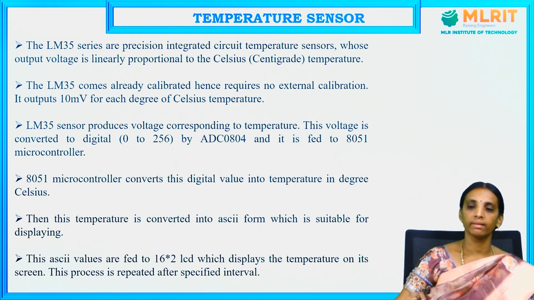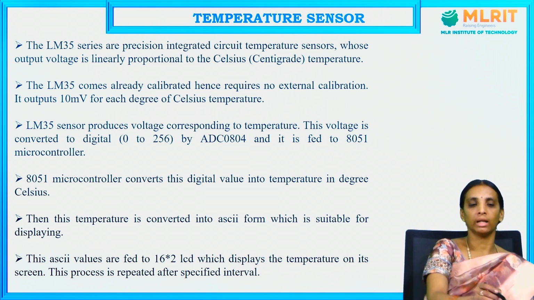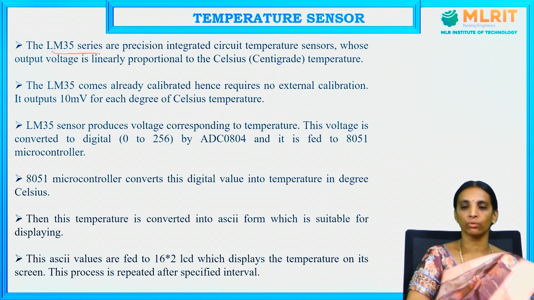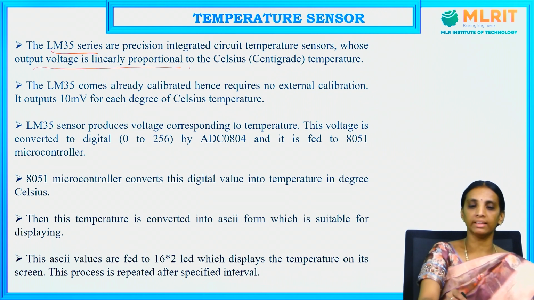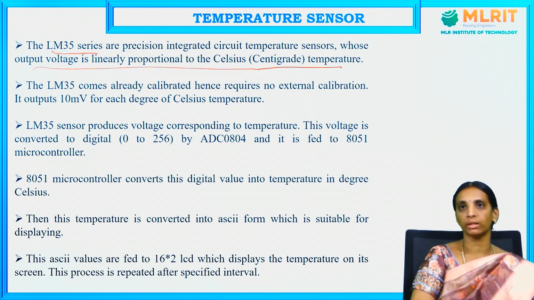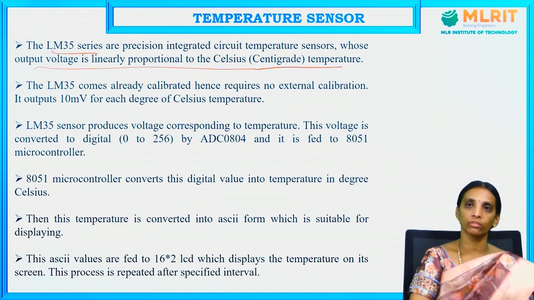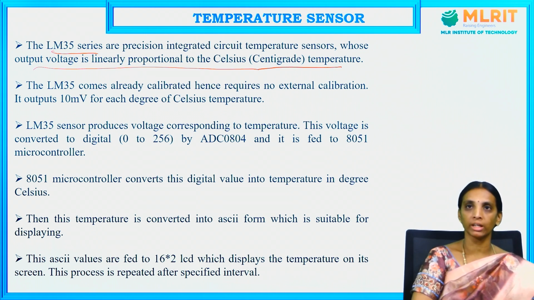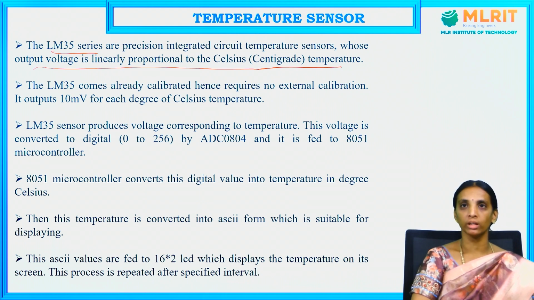Next one is the temperature sensor. The LM35 series are used for temperature sensors. Here the output voltage is linearly proportional to the temperature. So whenever a difference in the temperature occurs, immediately this temperature sensor will detect the difference in temperature and convert that into voltage.